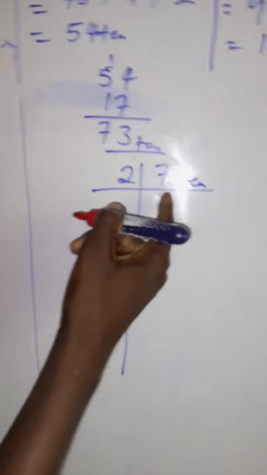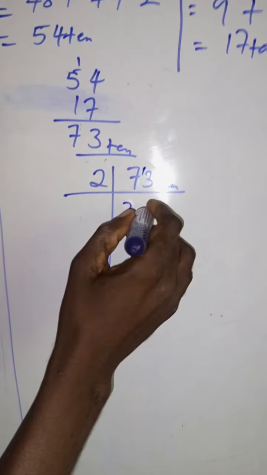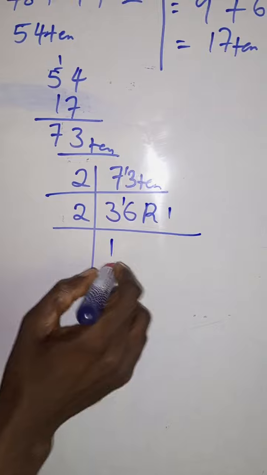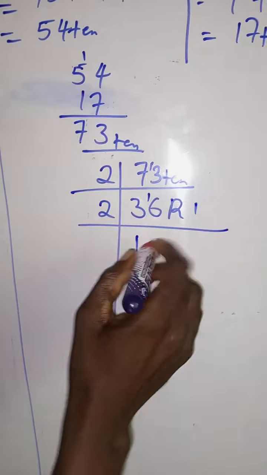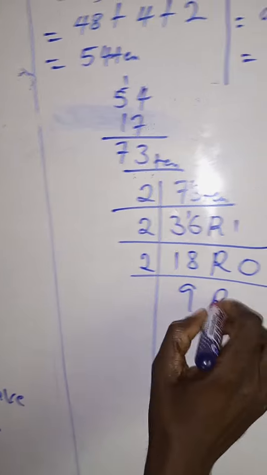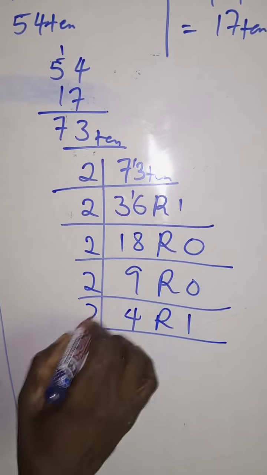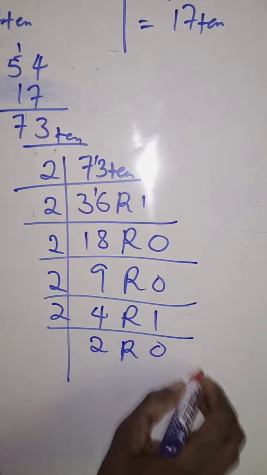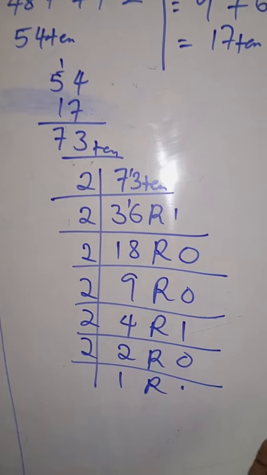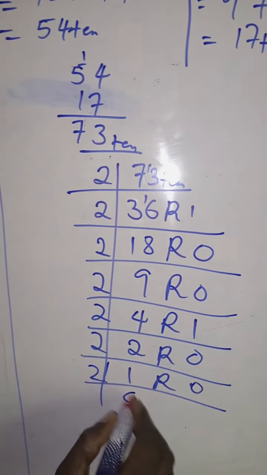2 in 7, 3, remainder 1. In 13, I think that's 6, remainder 1. 2 in 17, that's 8, remainder 0. 2 in 9, 4, remainder 1. 2 in 4, 2, remainder 0. 2 in 1, 0, remainder 1. Am I rushing? So the remainder is 0. 2 in 0, remainder 1.